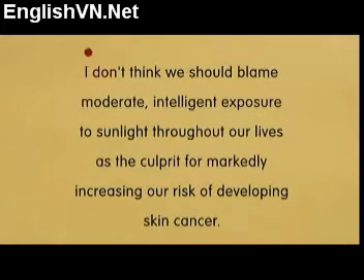Listen to this sentence closely for word and sentence stress. I don't think we should blame moderate, intelligent exposure to sunlight throughout our lives as the culprit for markedly increasing our risk of developing skin cancer.